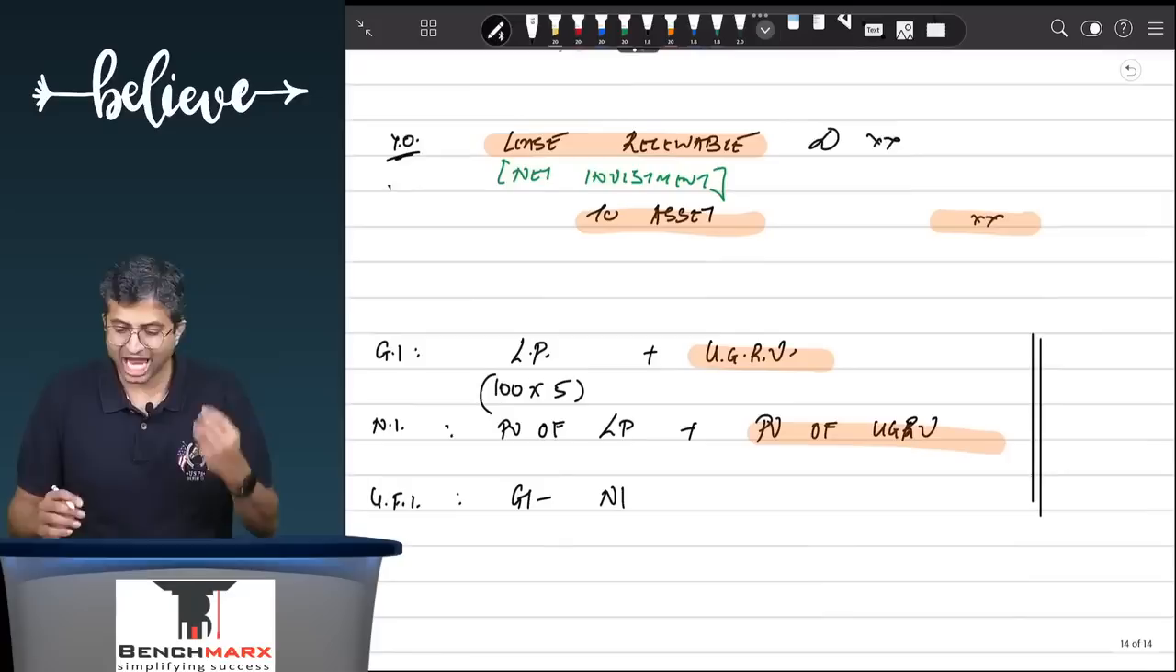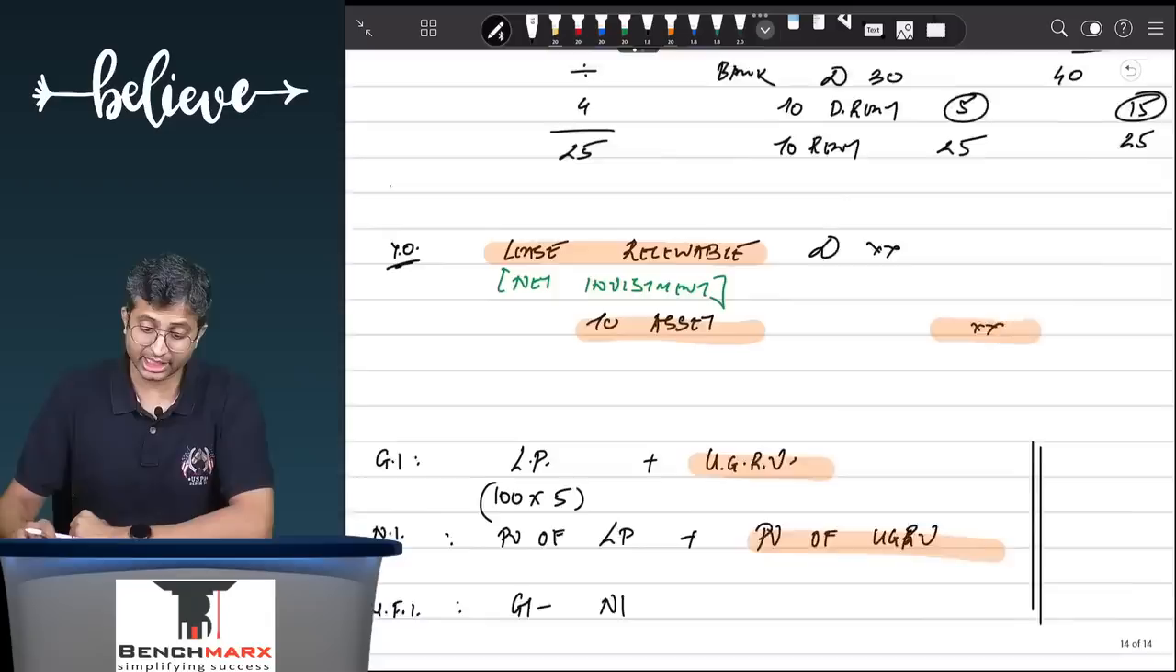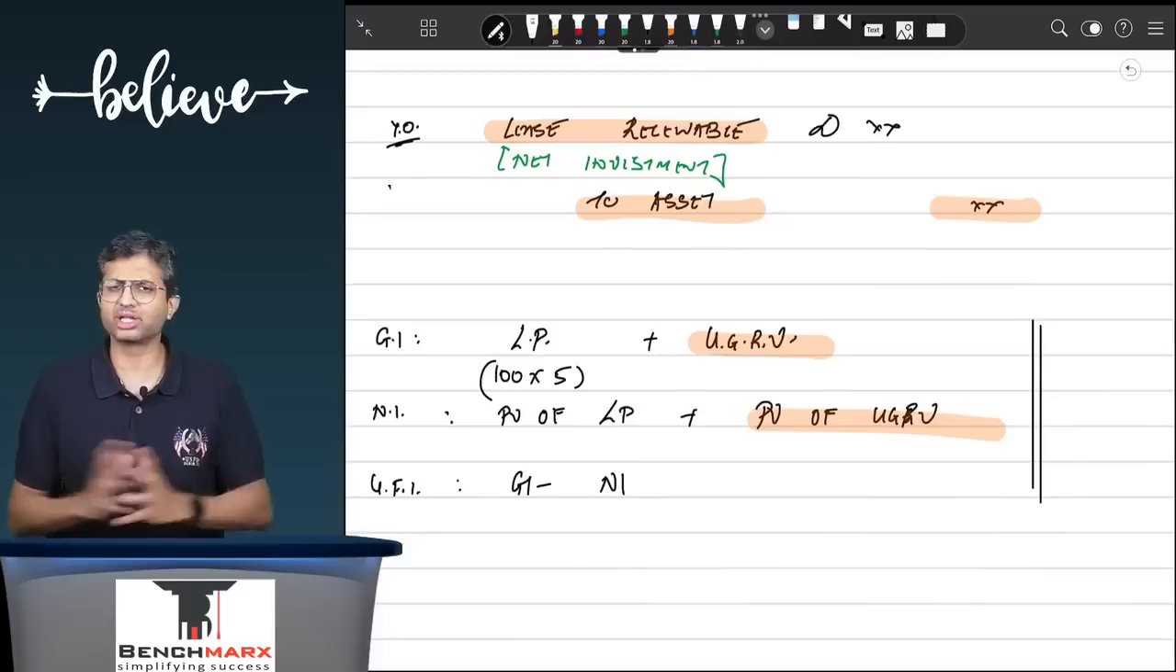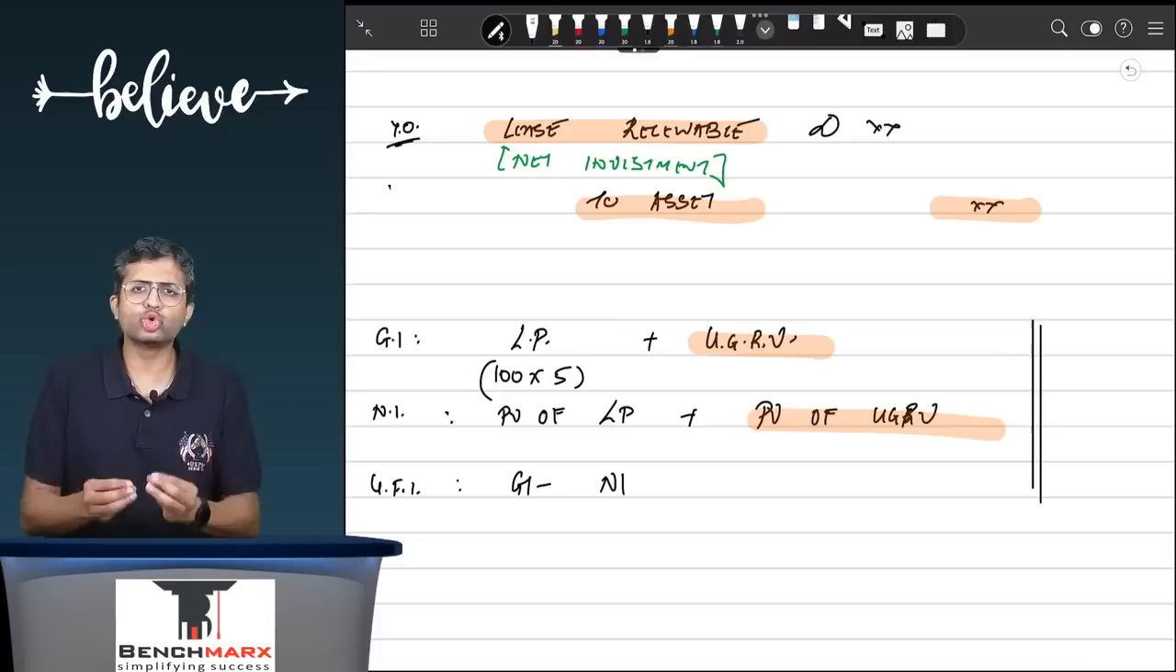This is the usual case in case of a pure lessor. A pure lessor is a person who is a financing lessor, like Mahindra Finance, Bajaj Finance, Sundaram Finance, who is just in the business of earning rental income, like an NBFC.